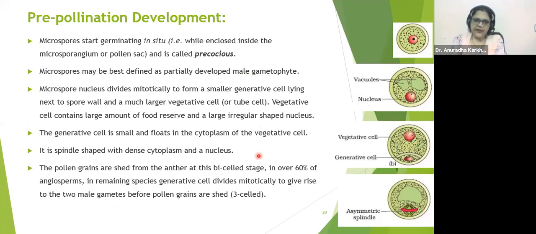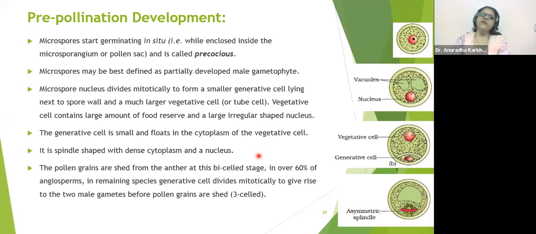Microspores, that is the pollen grains, start germinating in situ. Means there and there, udar ke udar. That's called as in situ. That is while enclosed inside the microsporangium or the pollen sac. So sometimes what will happen? The germination of the pollen grain will start on the anther itself. That is called as in situ. I've told you already what is in situ and ex situ. Such type of development is going to be called as precocious.